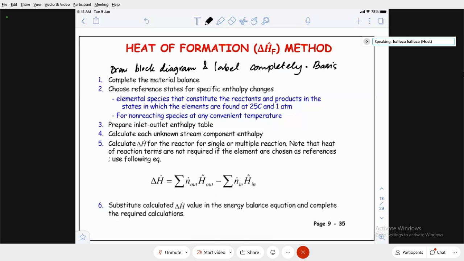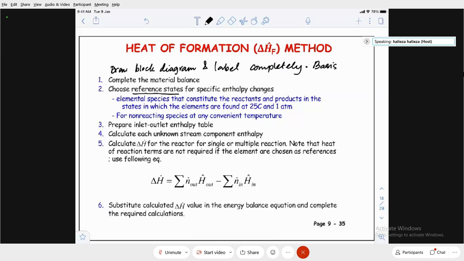Complete your material balance. You have reaction; sometimes it's a single reaction, sometimes it's multiple reactions. You need to do your material balance and have your table for the material balance. After that, you're going to start with your energy balance. You're going to choose your reference state. Every time you do an energy balance, you must have a reference state.